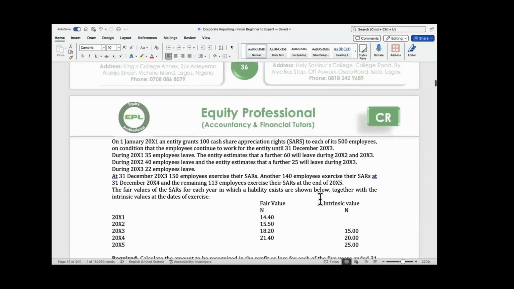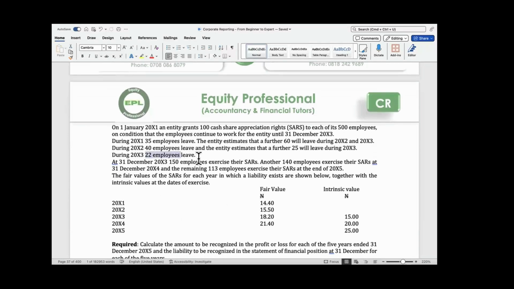Now, in year 3, we're told that 22 employees leave. But that is not the only people that left here, because year 3 is the vesting date. That's when people will start collecting their cash. So we're told that 150 employees have exercised their SARs. And when we say they exercise their SARs, it means that we are going to pay them. In cash settled, you are paying. It's not that those employees are paying. We are the ones that will pay.